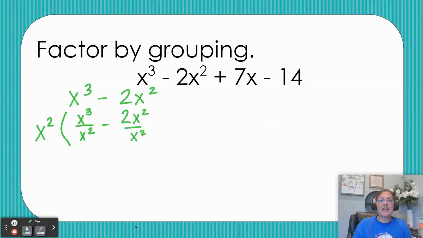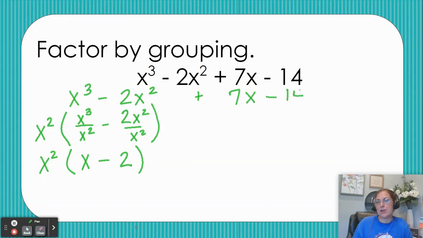You'll notice then that when I simplify, I still need the x to the second out front. X to the third divided by x to the second gives me x. And 2x to the second divided by x squared gives me 2. All right, so I factored the first 2 terms. Let's do the same thing for the second pair of terms.